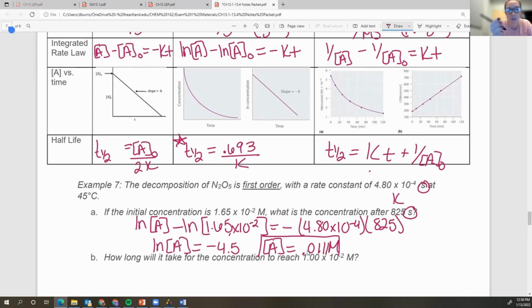Okay, now ask yourself, does this answer make sense? Well, I started with 1.65 times 10 to the negative second molar, so it makes sense that I have a little bit less than that.